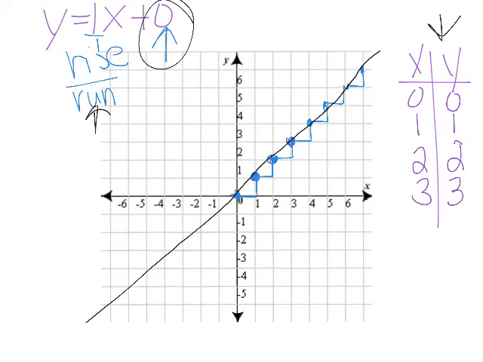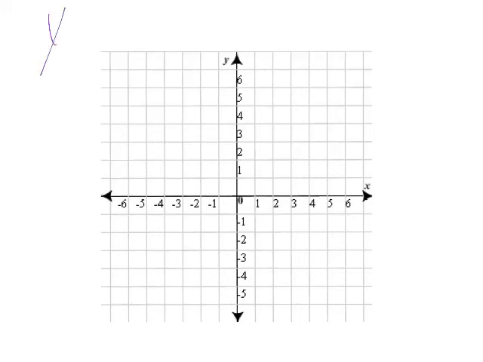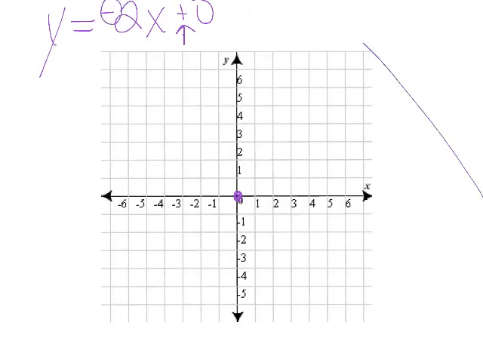So let's do another one. Let's say we have y equals negative 2x. Okay. So what's our y-intercept? We don't see anything here, so that means our y-intercept is 0. So we start here at 0. What would Slope Dude say? Slope Dude would say here's a negative, so that means our line's going to fall. It's going to go down.